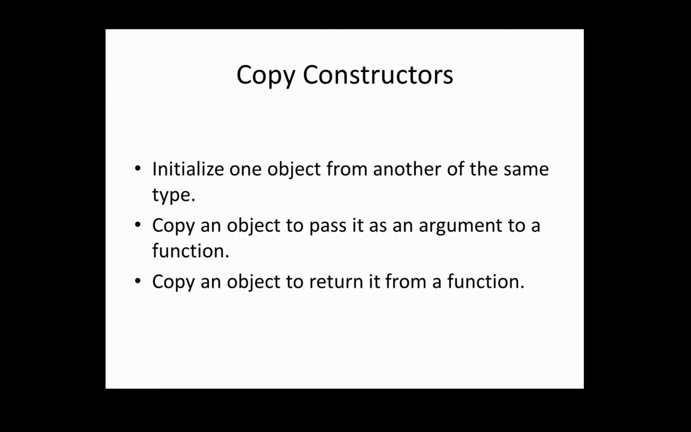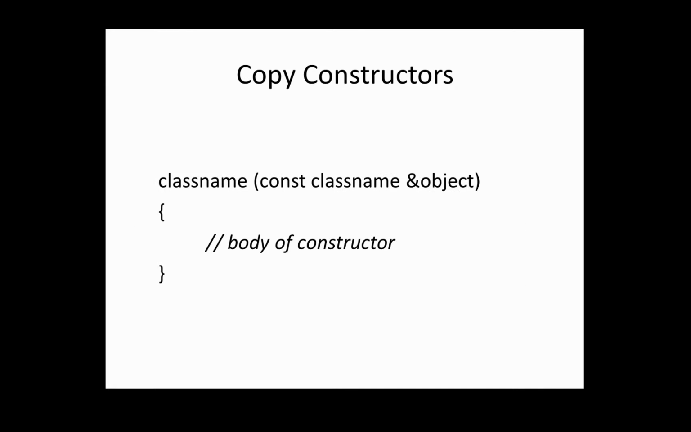So to give the features of the copy constructors, they are initializing one object from another of the same type, and they are copying an object to pass it as an argument to a function, and also they are copying an object to return it from a function. If a copy constructor is not defined in a class, the compiler itself defines one. If the class has pointer variables and has some dynamic memory allocations, then it is a must to have a copy constructor.